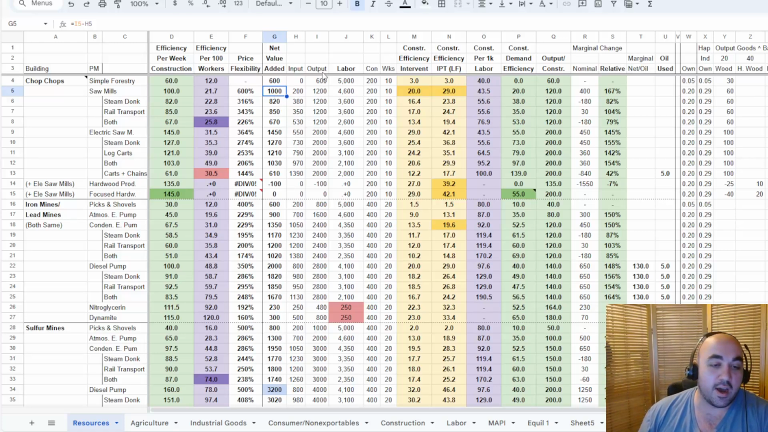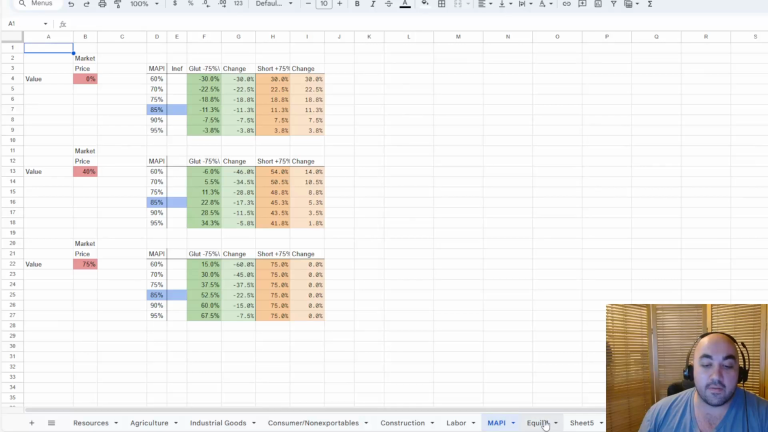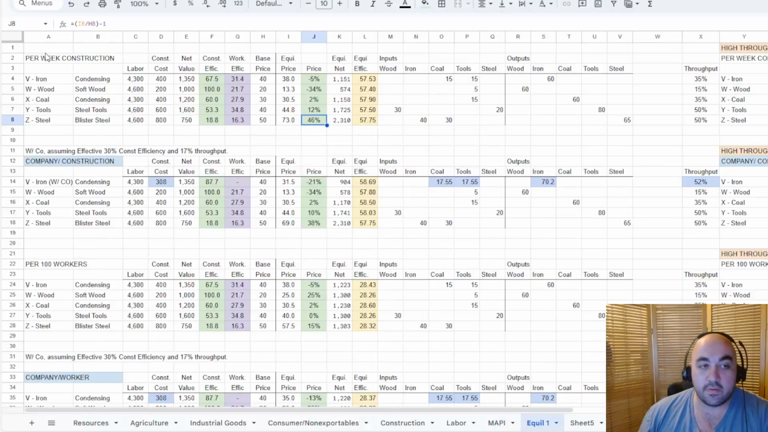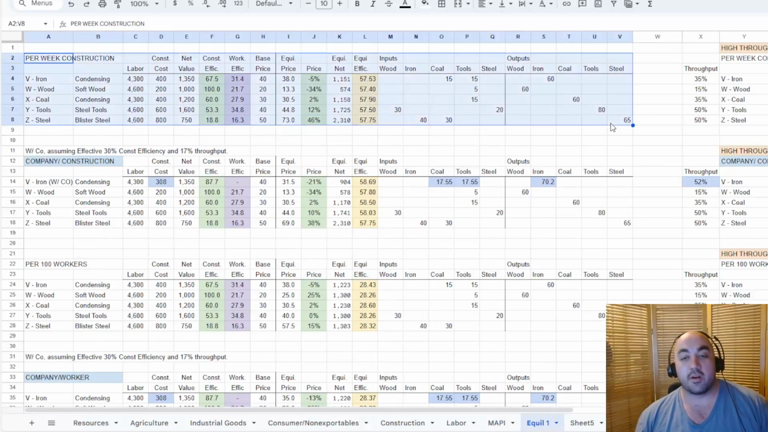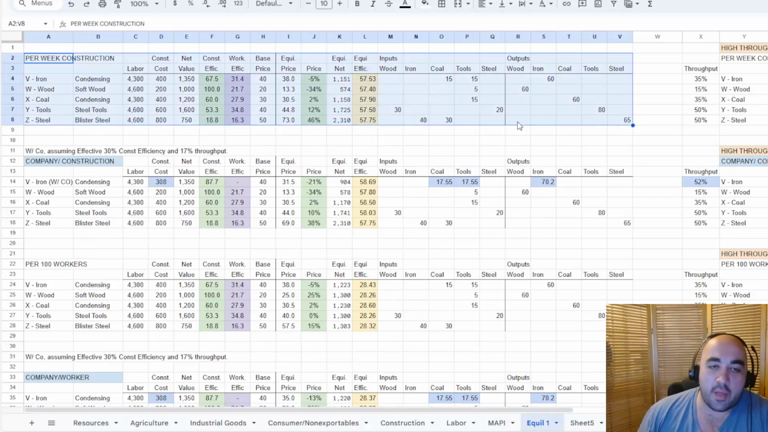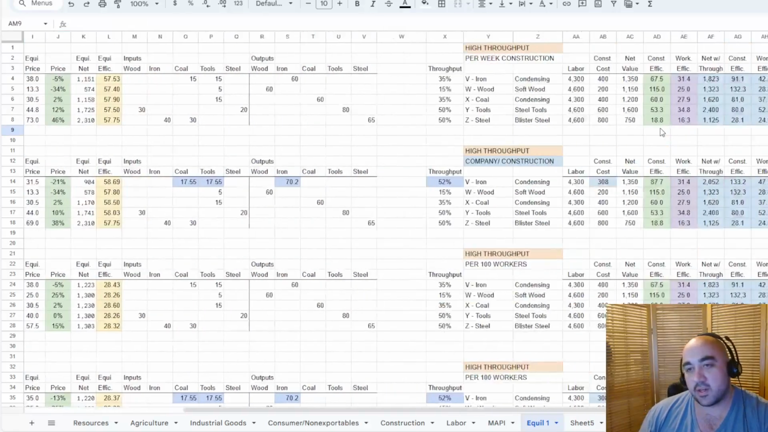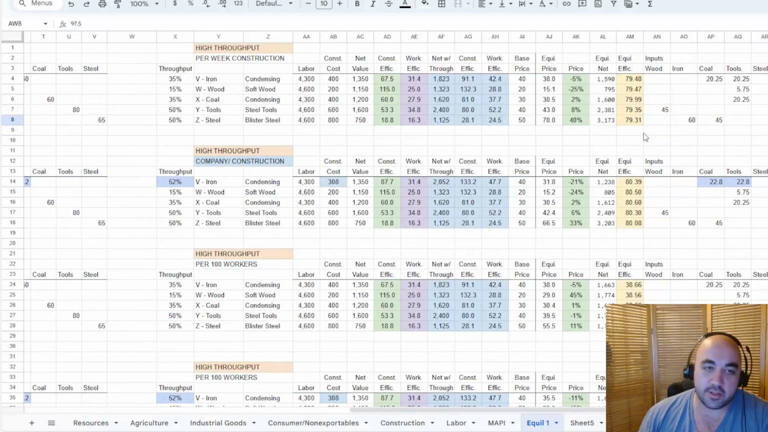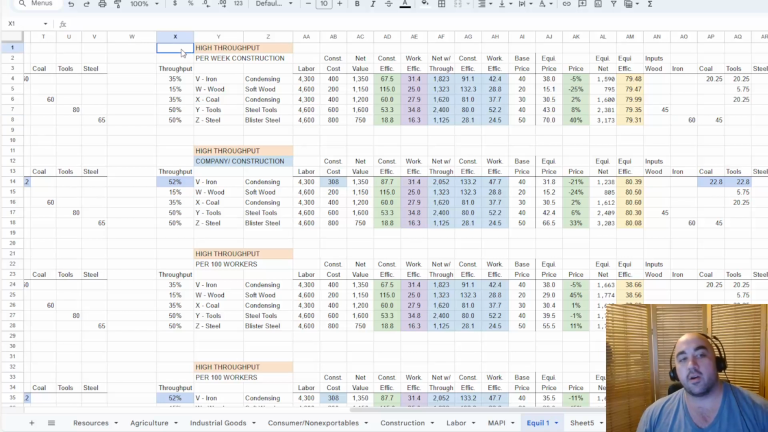And this would not change equilibriums at all if we could get the same level of throughput on all these buildings. But that is not really the case. What is the case is that usually some things are easier to get throughput on than others. And so here we have a scenario which we're calling our high throughput scenario. And we have a bunch of other tabs to look at.